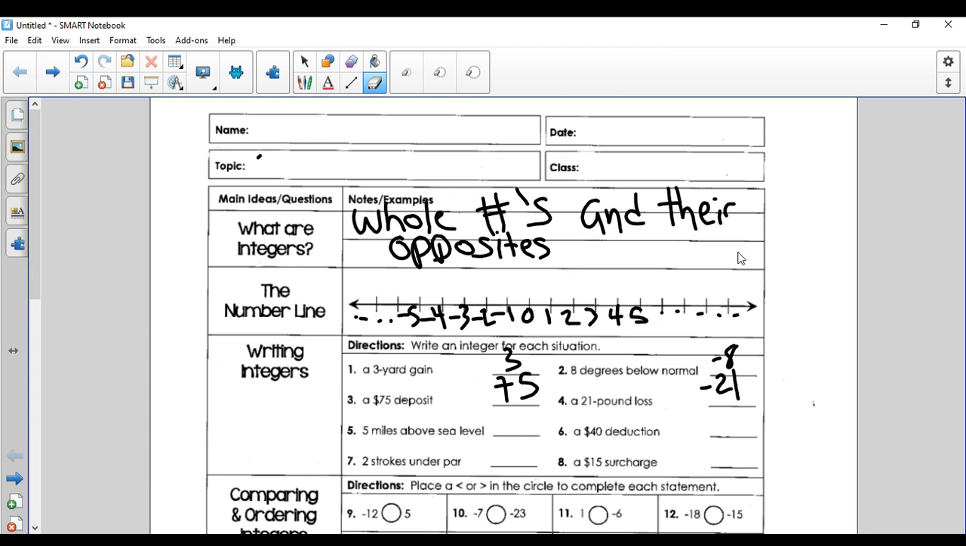Now I'm going to move down a little bit. So remember, integers are whole numbers and their opposites. So negatives, 0, whole numbers. It'll just keep going like that. Writing integers, so that's what it would look like. If it's a negative, it'll be obviously that, the minus. And if it's positive, you would just write it as a regular number.